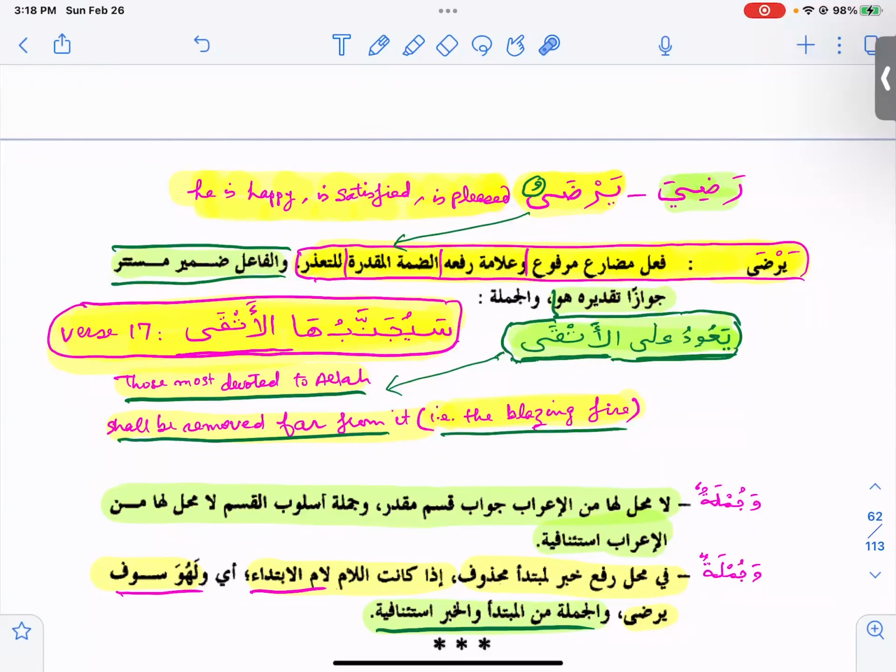Sayujannabuhal atqa, verse number 17. Those most devoted to Allah, the atqa, shall be removed far from it, from the blazing fire.